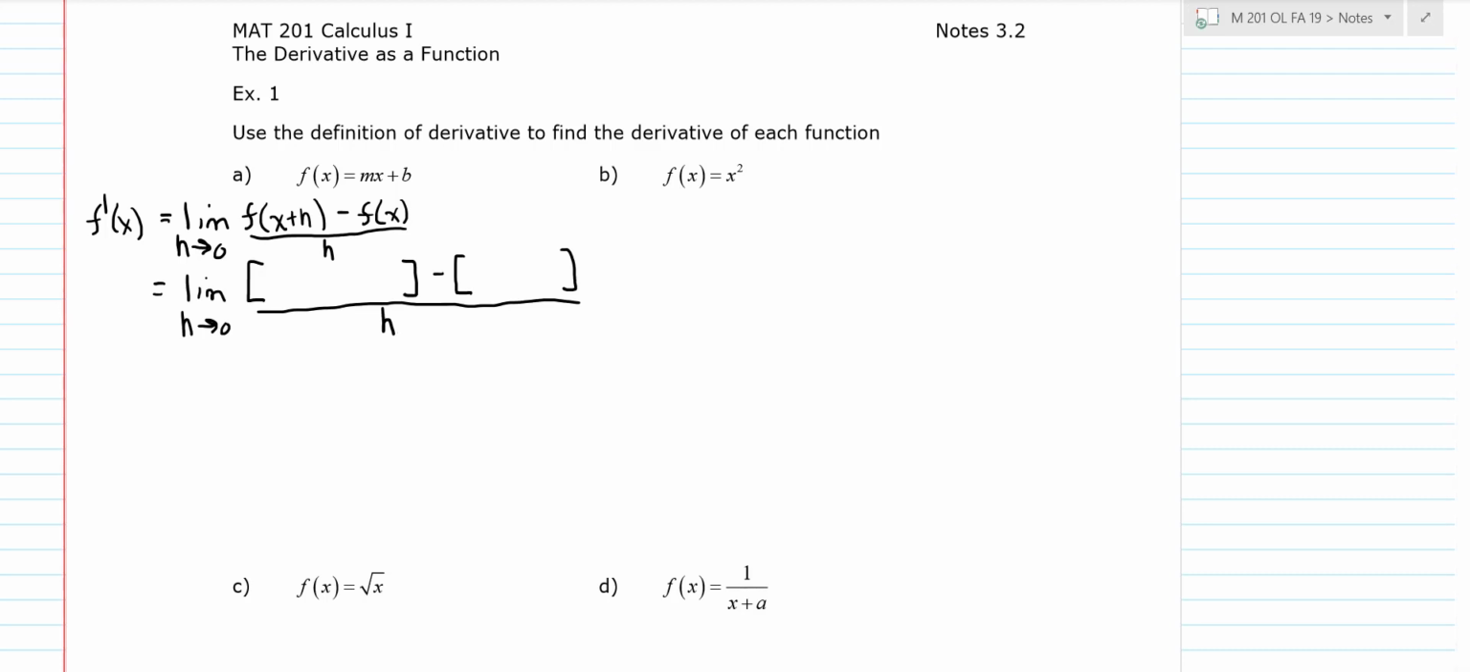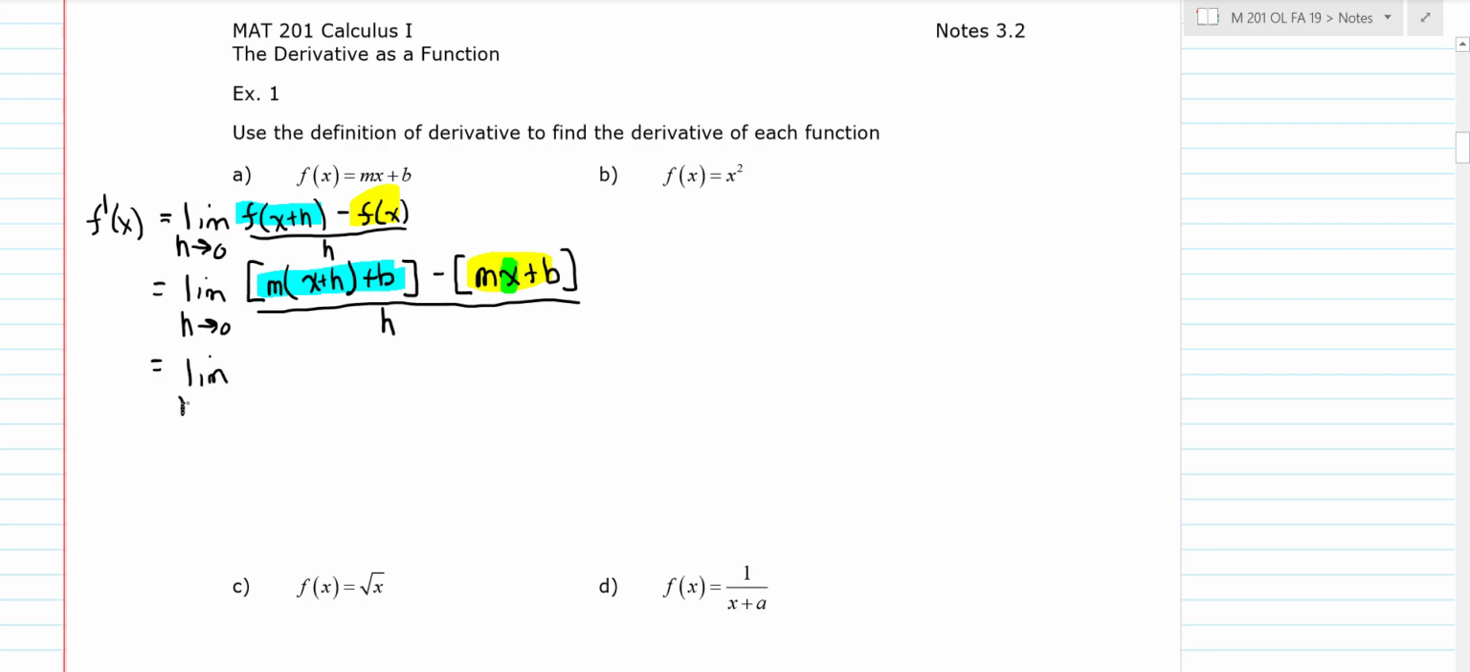Well, the formula says that f of x goes here, and there's no question what f of x is. That's mx plus b, so that just goes there. Then it says f of x plus h goes here. The only difference between f of x and f of x plus h is that x gets changed to x plus h. So it's still m times something plus b, but what you change that to is x plus h. Now look at that carefully. This is the function where x became x plus h. That's it. Now what you do is algebra.